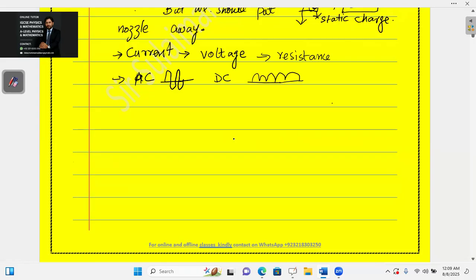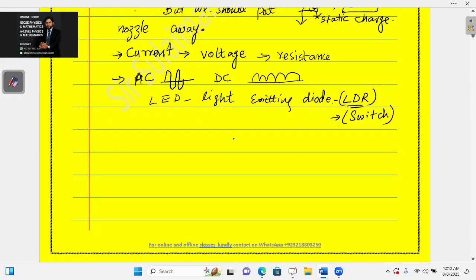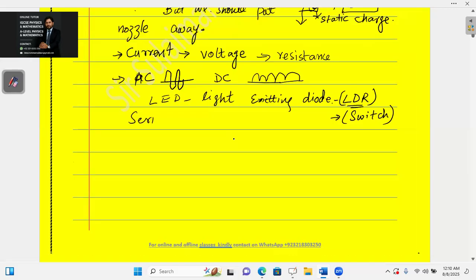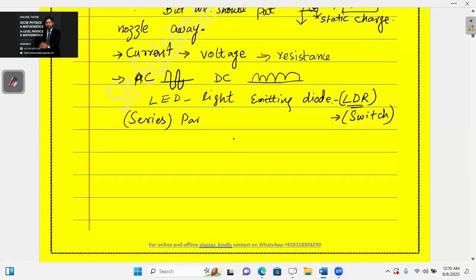We observed the LED and the presence of current for a light emitting diode. We also checked the resistance of an LDR, a light dependent resistor, which is used mostly as a switch in street lights. Then we studied series and parallel combinations of resistors. We also studied the fuse and the circuit breaker.